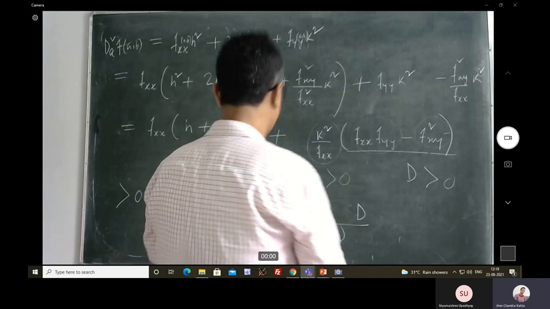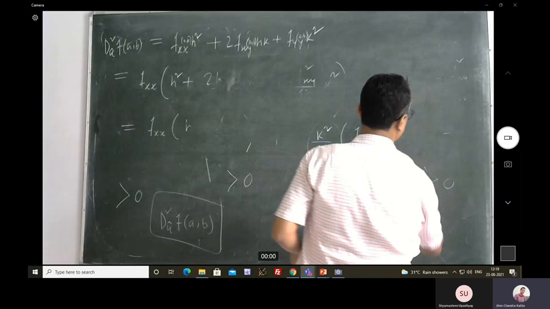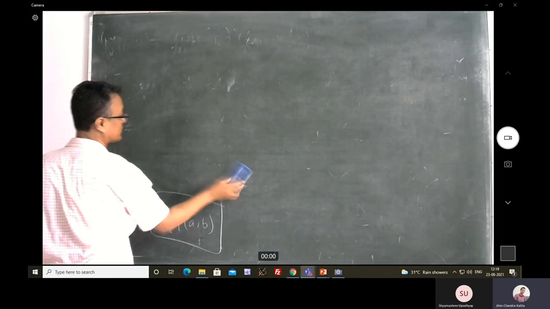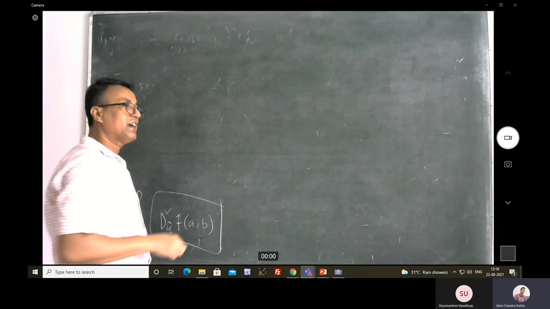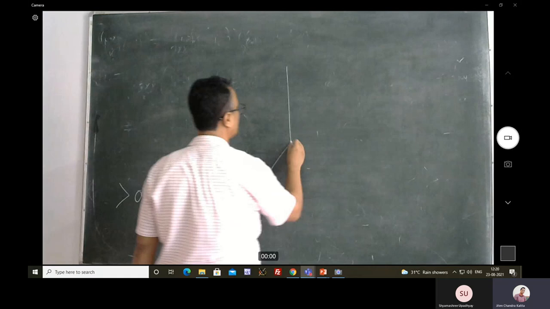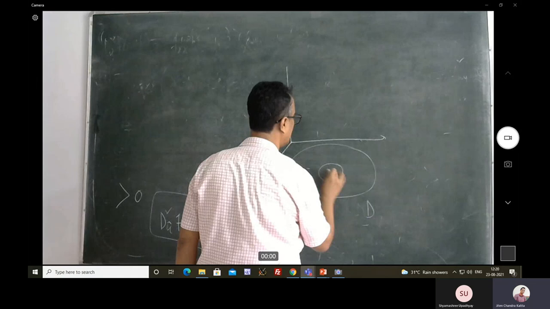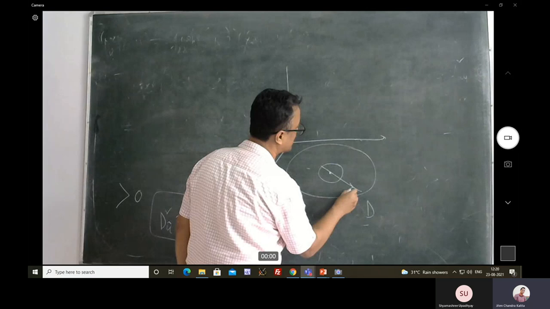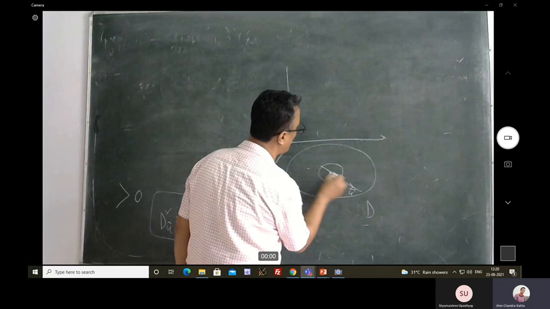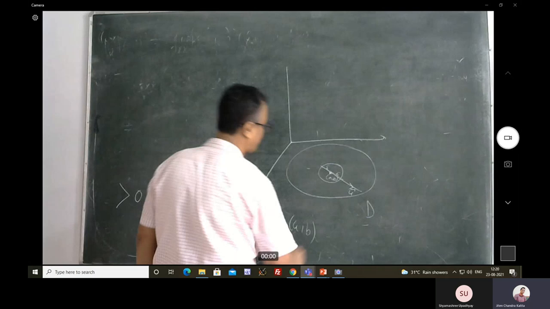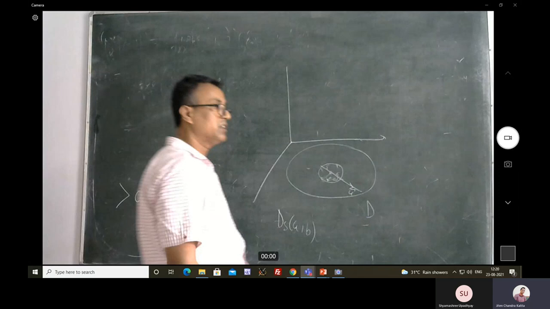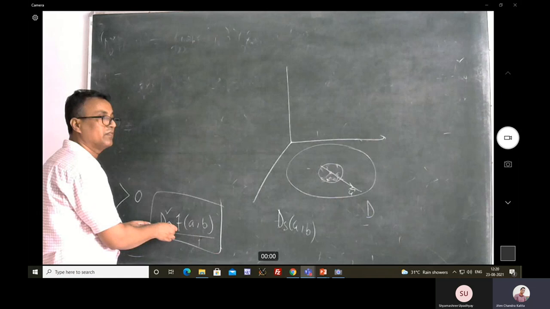What is going to happen? Let me erase this and tell you what is happening out here. Suppose I consider a small disk. Suppose this was my whole domain D, and this is the point ab, and this is the direction, say, u cap. So if I consider a small disk of radius delta, in this region I am always going to have the second order directional derivative greater than zero.